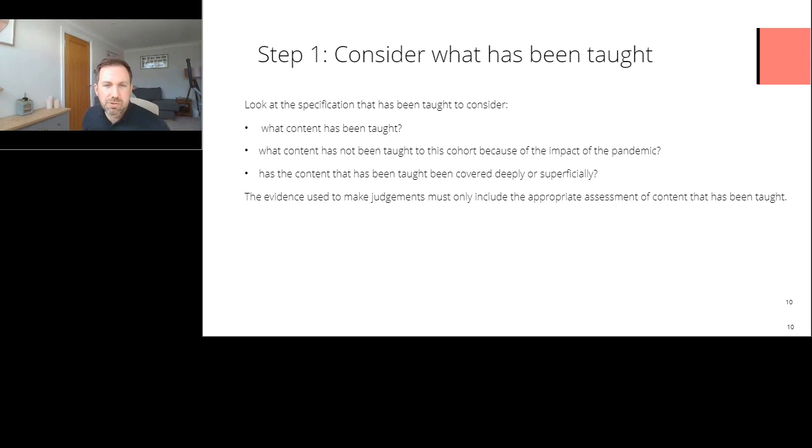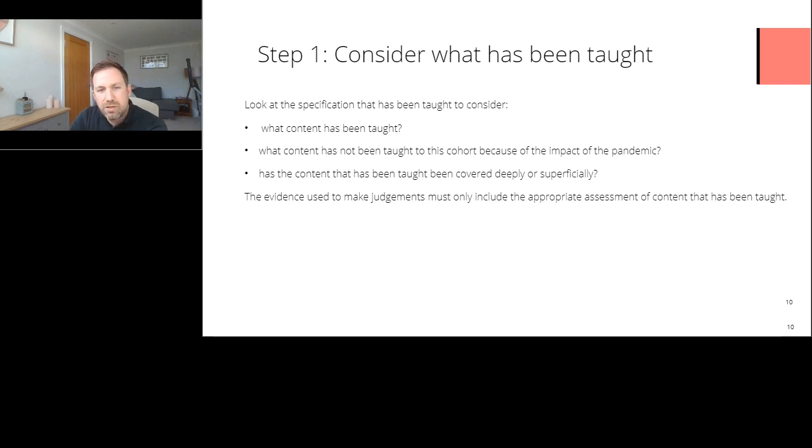So in terms of the steps and what we believe is a reasonable process to follow in determining grades, the first step is to consider what has been taught. And I mentioned before, the key principle this summer is to ensure that grades are based on what students have been taught, not on what they haven't been taught. So the first question or consideration is what content has been taught for students? And importantly, what content have you not been able to cover because of the impact of the pandemic over the last 12 to 18 months?